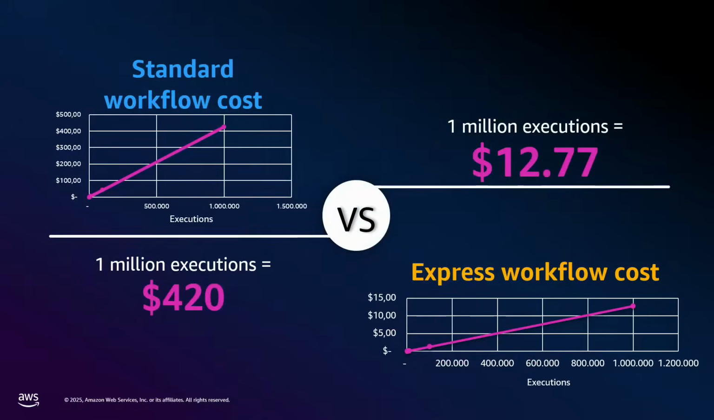And so express workflows can be significantly cheaper. In this example, 1 million standard workflow executions would cost $420, but using express workflows instead, that's just $12.77. It's also half a second faster to run per execution, so it is a performance boost to use express workflows in this case. So take a look at your existing state machines and see where you can potentially save some money, and consider starting using express workflows first.